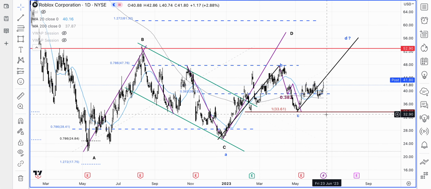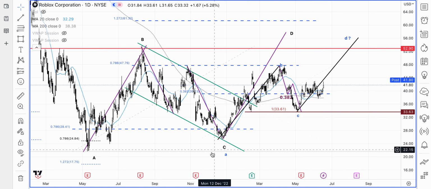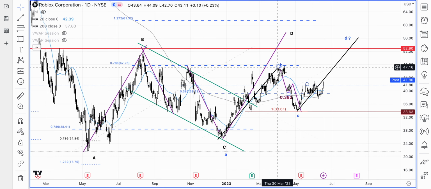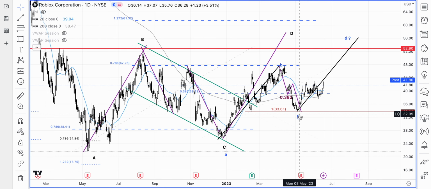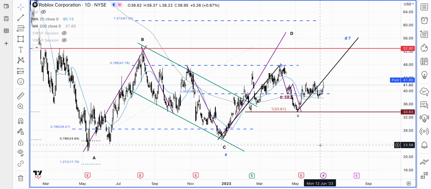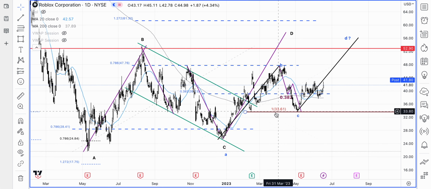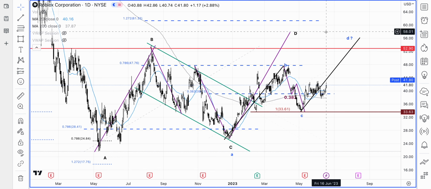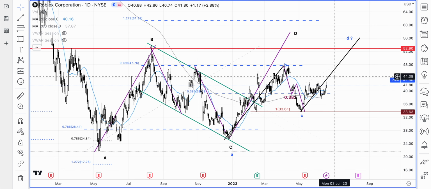But the condition for this is that this $33.63 must be held, because this gives us our A, B, C, D one-to-one projection higher. And we also had a nice ABCD here, so it is a pretty strong support level. If this level is broken to the downside, then we are looking at a different kind of pattern formation, which would take the price much lower. But for now, as long as this $33.60 is held, we will be looking for our target being $56 to $60 per share level. How long it will take for the stock to achieve that, I do not know.